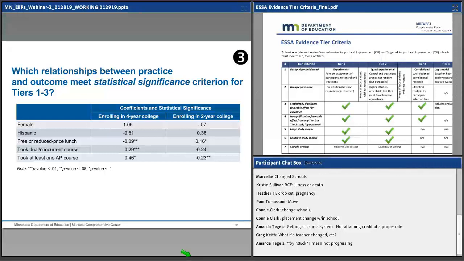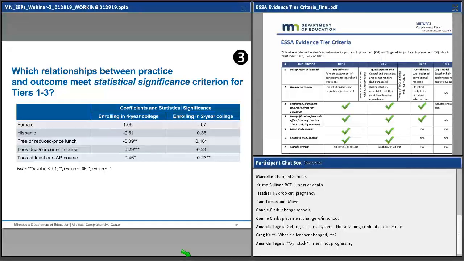And because you guys already got this material, which I will hit in a second, I want to just keep you on your toes a little bit by giving you one more practice example. I'd like you guys to look at this example and just tell me which of the relationships here between the practice and outcome meet the statistical significance criteria for tiers 1, 2, or 3. Right? So which of these relationships demonstrates statistical significance?